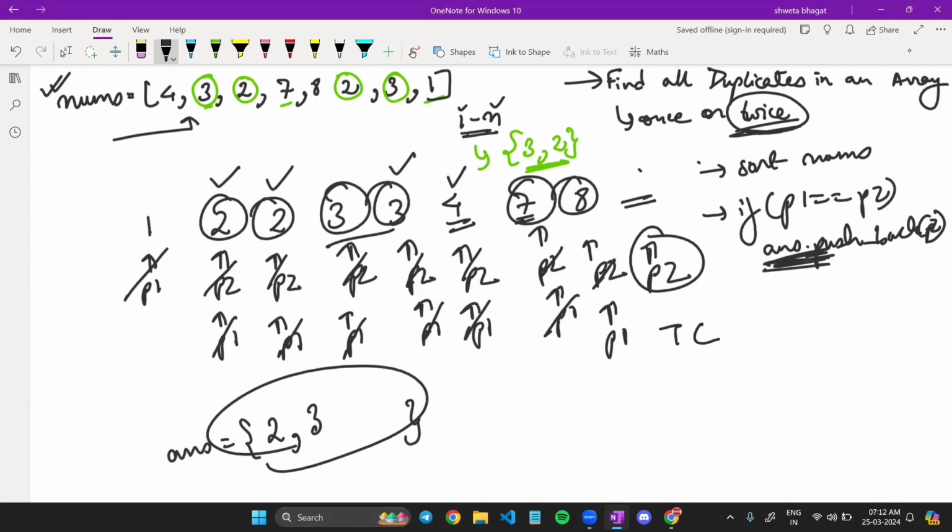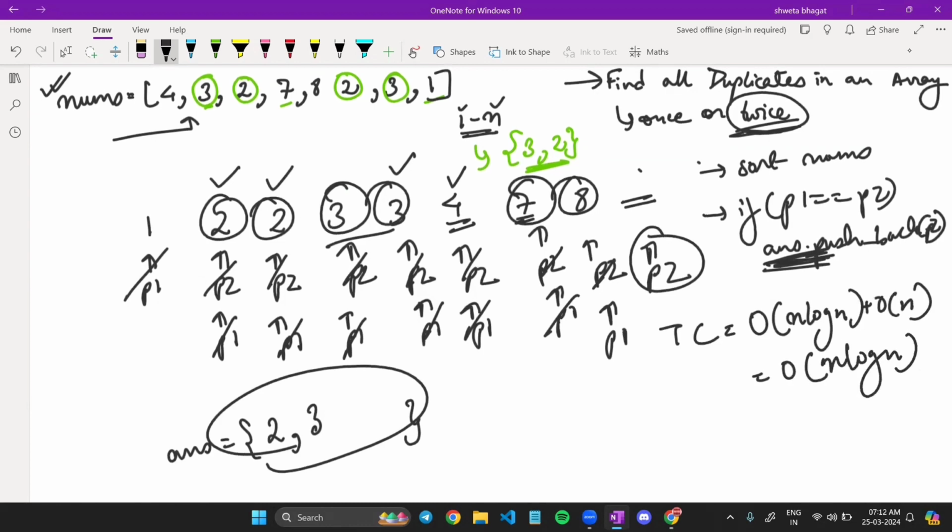So what would be the time complexity for this solution? The time complexity would be order of n log n plus order of n, correct? Which would eventually be order of n log n only. Let's see how. This order of n log n is for sorting the nums array, and this order of n is for traversing over the nums array using the two pointers P1 and P2 in order to find the two numbers that are occurring twice, correct? So our final time complexity would be order of n log n.